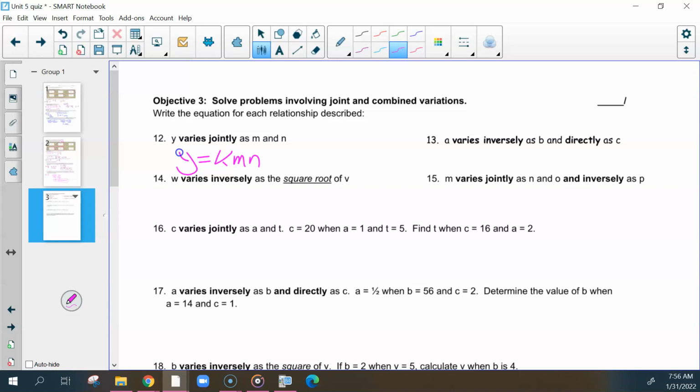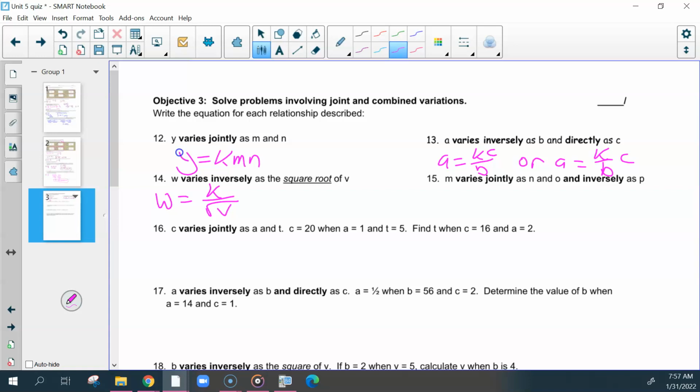13, we had inversely as b, so a equals k over b, and directly as c. So the c could be next to it, or it could be in the numerator. Either of those would work. What would not work is if you put c in the denominator. W varies inversely as the square root of v. Make sure you're reading these words, because I think many of you read this and thought this one was the same, but they're not. So this would be k over the square root of v.